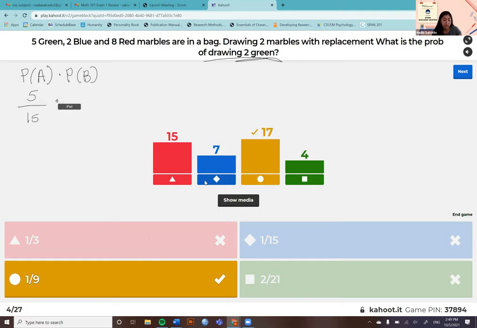And then we'd be multiplying that by getting a green the second time, which would be 5 over 15. And 5 over 15 can be reduced to 1/3 if you simplify it by 5, because 5 can go into 5 one time. 5 can go into 15 3 times. So that's 1/3, and that would be 1 over 9 for the probability of drawing 2 green.